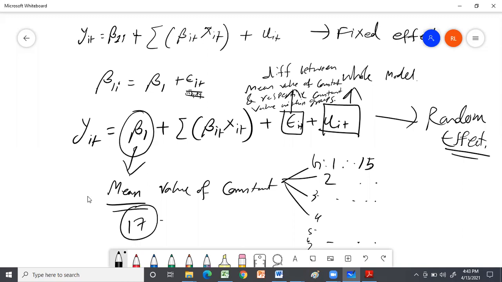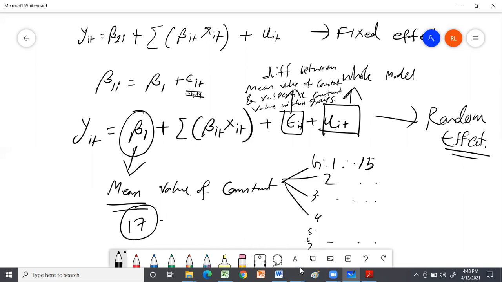Why are there 2 error terms here in this random effect model? Yes, sir. One error term is for the whole model. UIT is the whole model's error term. Another error term is epsilon of IT, which is the error term showing the difference between the mean value of the constant estimated for the regression model and the values which the model calculates for each of the groups.